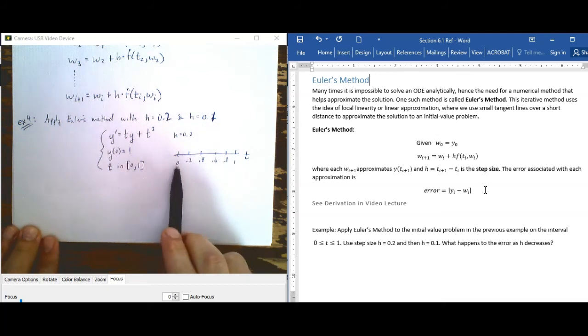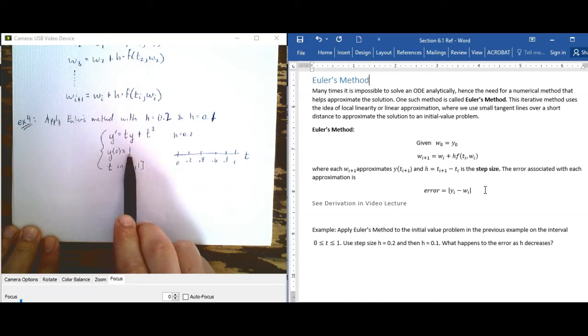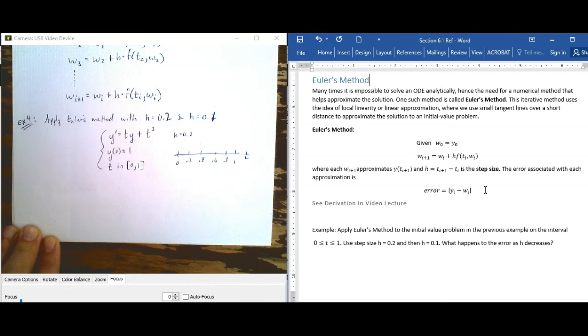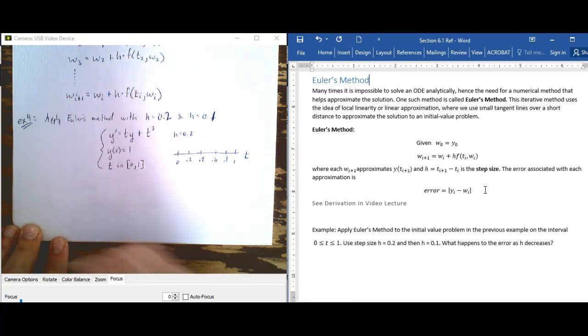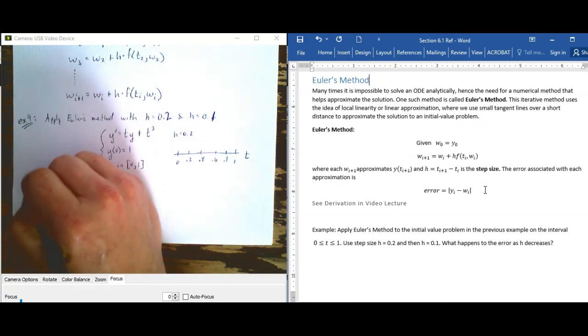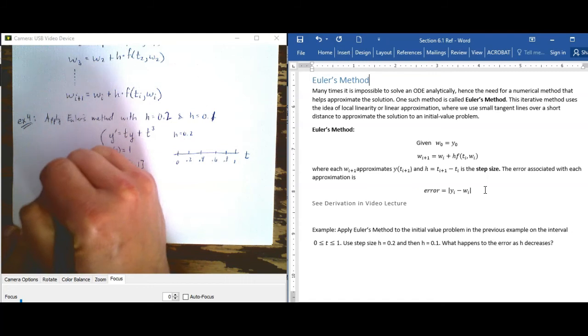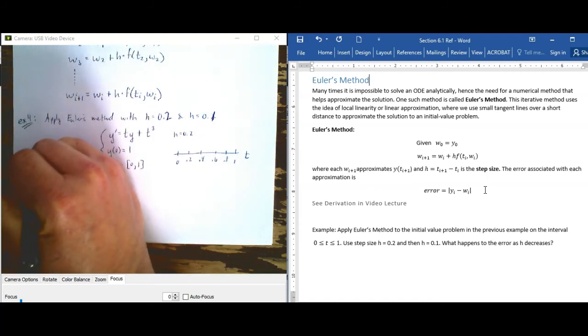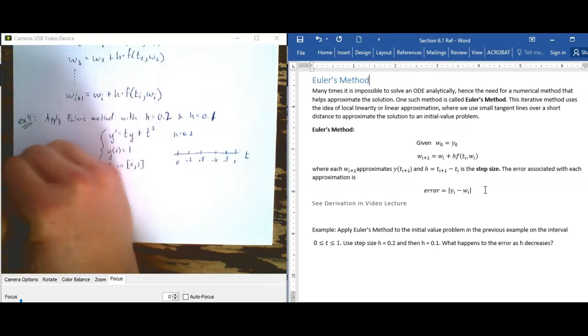So the only value that we know so far is the y-coordinate for when t is 0, and that would be equal to 1. Right? We're going to use Euler's method to approximate the y value at t equals 0.2, and then iteratively until we get the solution at t equals 1. Okay? So what do we know? We know that W naught equals Y naught, which is 1.